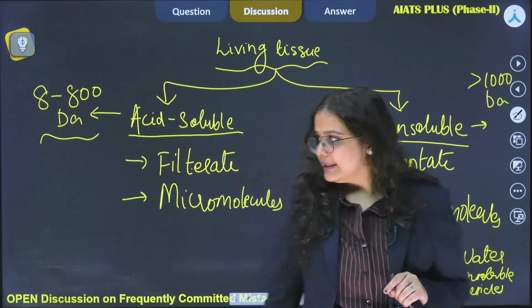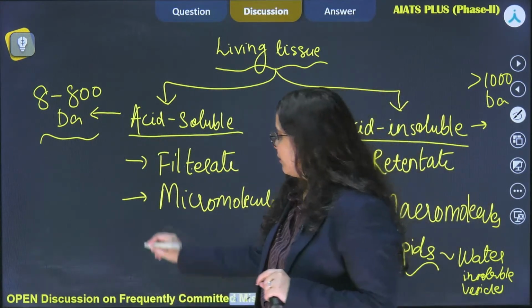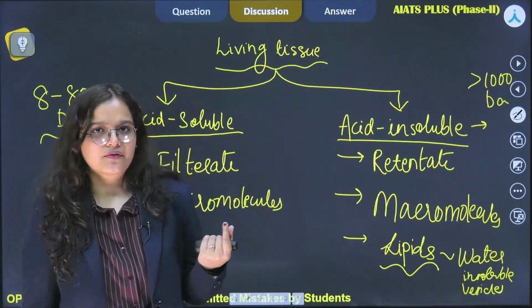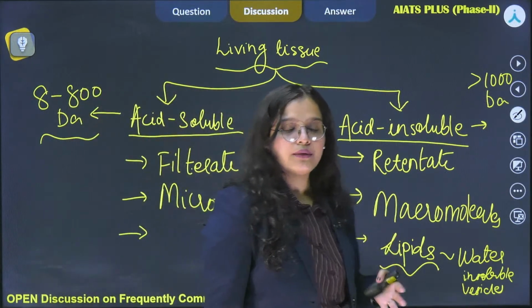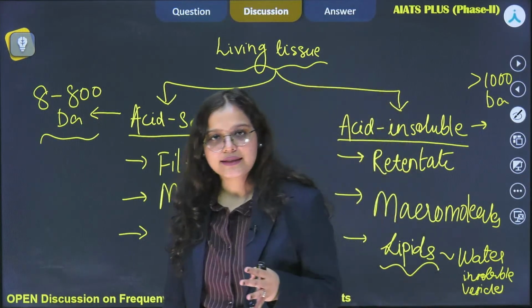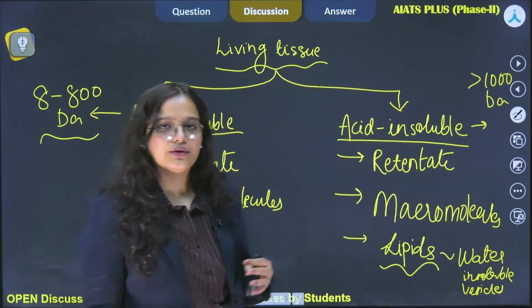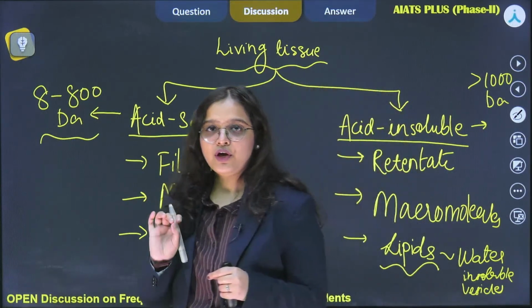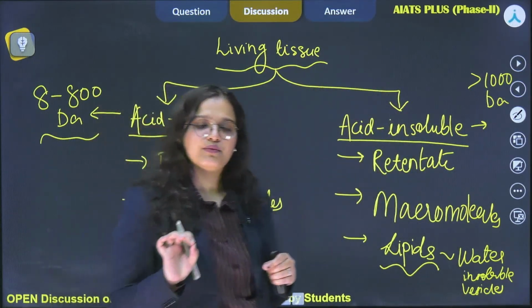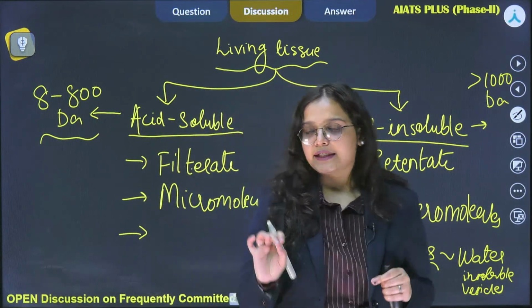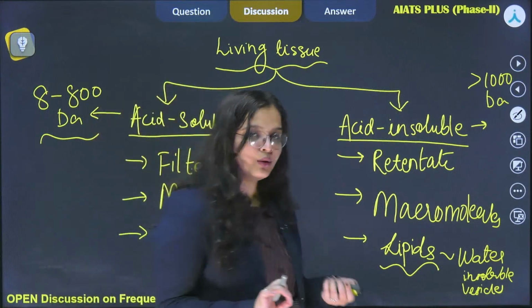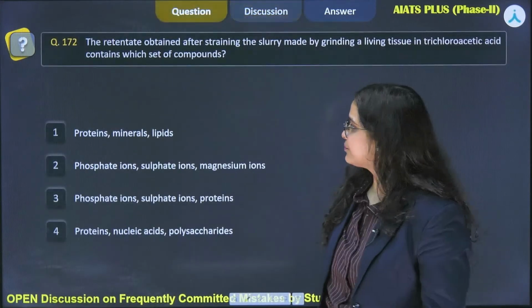Whereas in the acid soluble pool, we will have molecules like the phosphate ions, the monosaccharides, the simple amino acids. Those things will be found in the acid soluble pool, as they have lower molecular weight. So just keep the example of tea in your mind, that they will go down the strainer very easily inside the cup. So now we go back to our question.